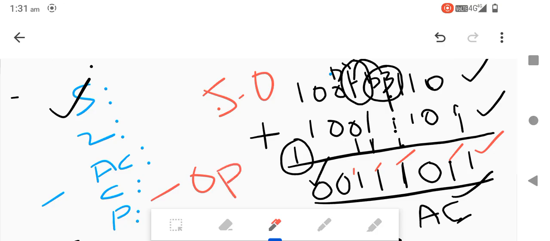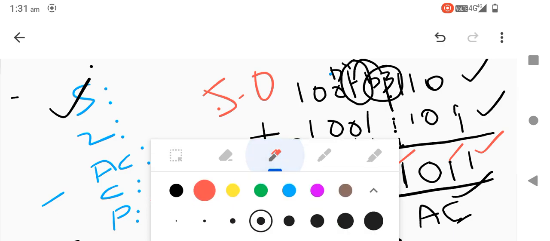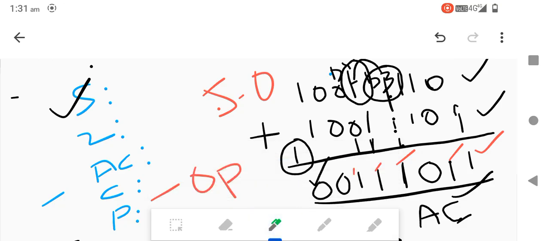Next, carry flag. This flag is set if there is an overflow from D7 to D8. So here 1 plus 1 we get 0 with carry 1. So this is the D7 place and we get a carry. So this is called the carry flag. So this is all about the flag register in the 8085 microprocessor.